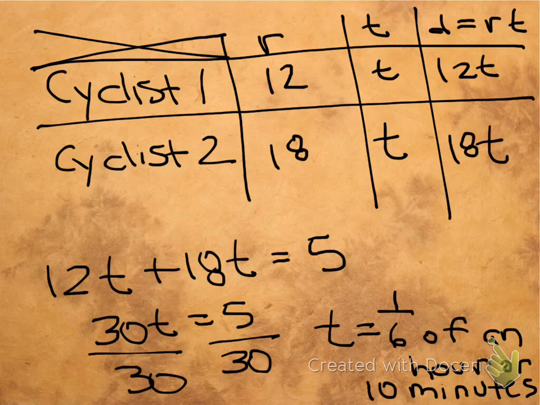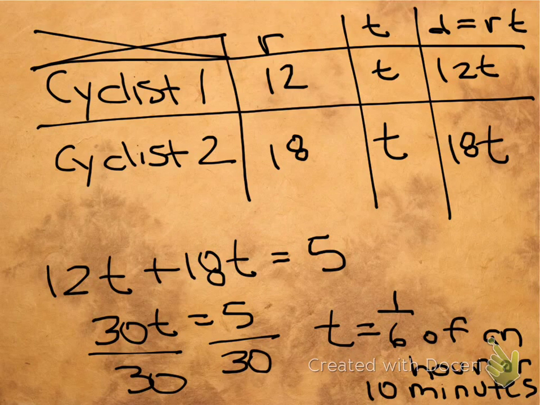So what we do is set up our table with cyclist 1's information and cyclist 2's information. Using the formula D equals RT, we know that the rate is 12. That comes from the fact that you have 12 miles per hour. Remember, rate was speed. Then you have 18 for cyclist 2. We do not know the time, so that's why we put both of these as just a T. Since they're both time, they can both be T. They don't have to be different variables. And then to find my distance, I'm going to need to multiply my rate times my time. So 12T is what I get.